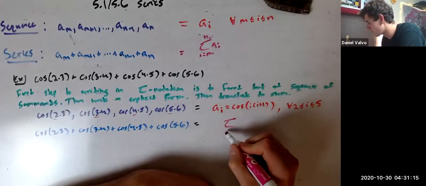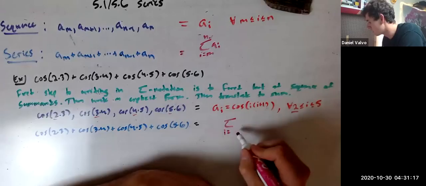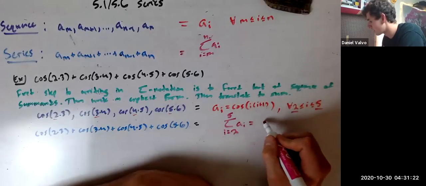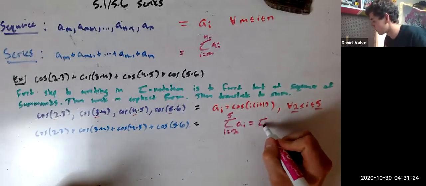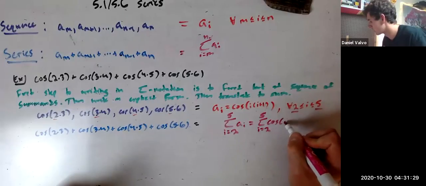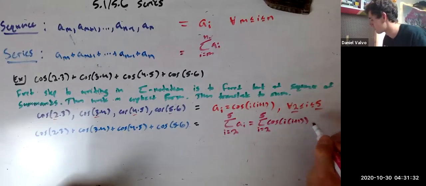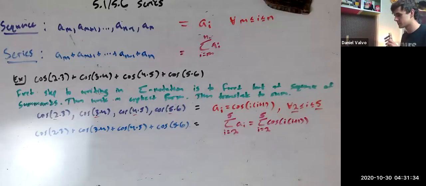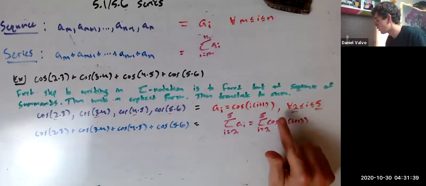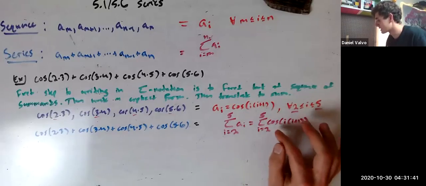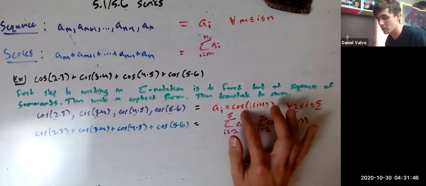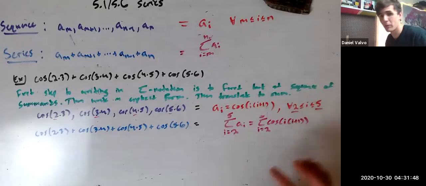This is going to be the sum from i equals 2 to 5 of a_i. I mean, that would do it, right? But what that really equals is the sum from i equals 2 to 5 of the cosine of i times i plus 1. So the point is, once you have it in explicit form, it's real simple. All you've got to do is take the sum of this explicit form of the term, ranging on the same range.